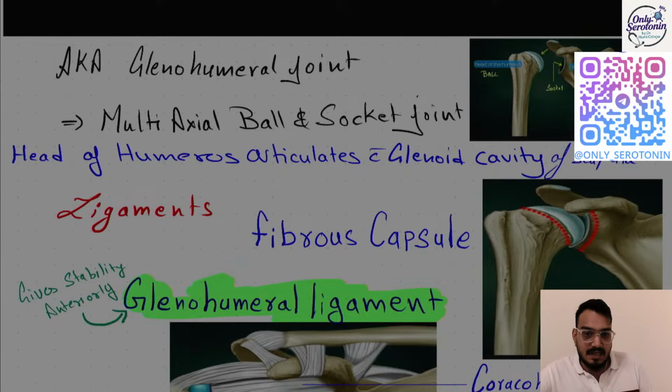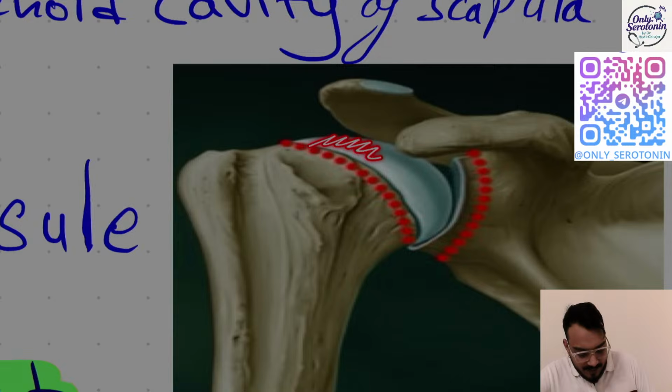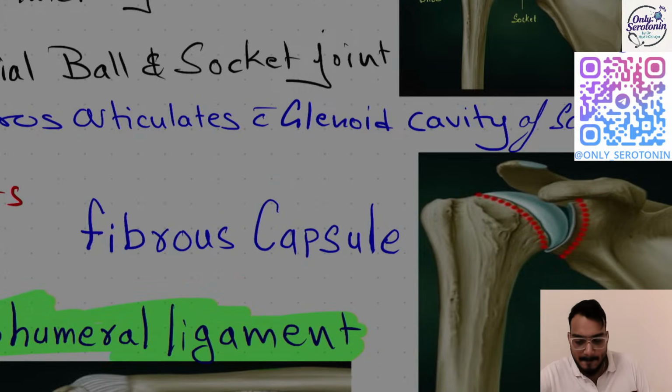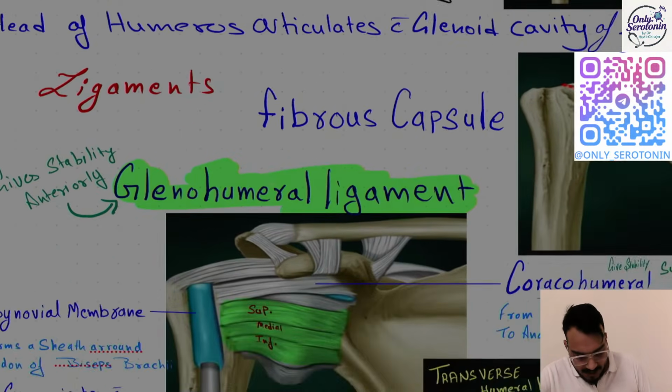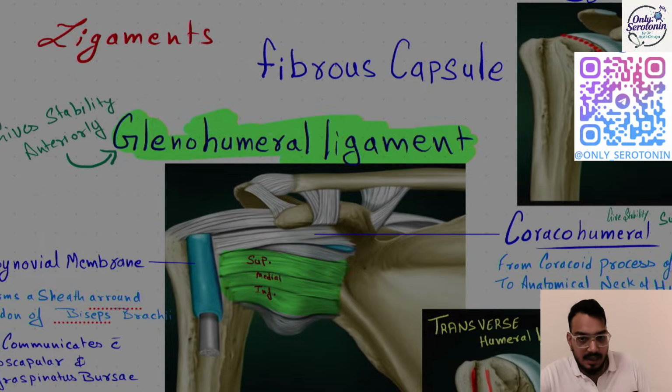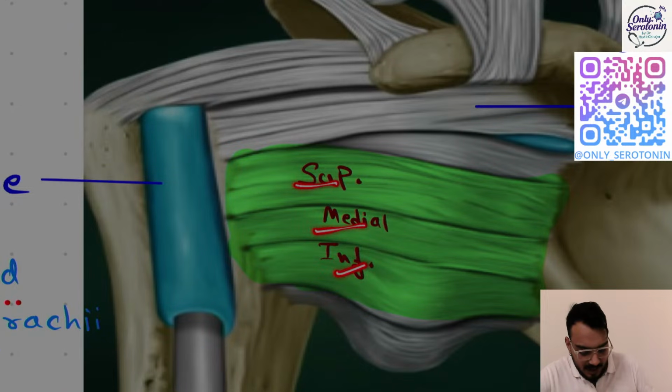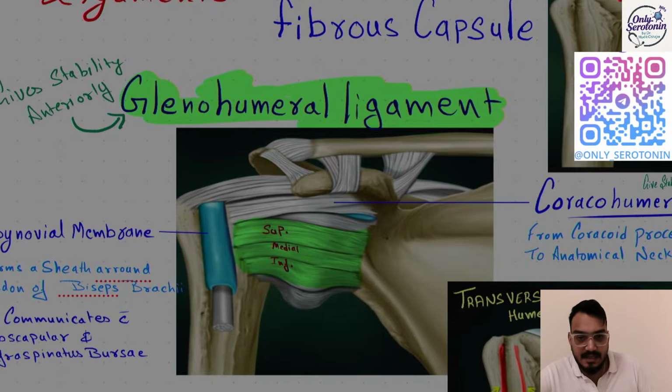What are the ligaments which are helping to make this shoulder joint, guys? First of all, can you see these fibrous tissues on the head as well as on your glenoid cavity? These fibrous tissues are the first ligament, the name is fibrous capsule. Then we are having the glenohumeral ligament, from the glenoid cavity to the humerus. This ligament is having what, guys? This ligament is having superior, medial, and inferior parts. It gives stability to the shoulder joint towards the anterior side.